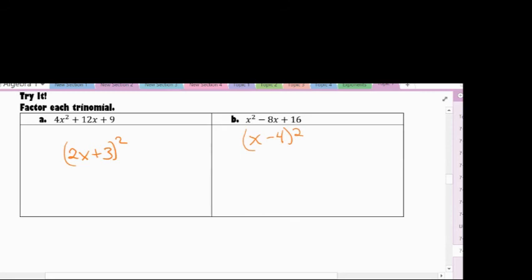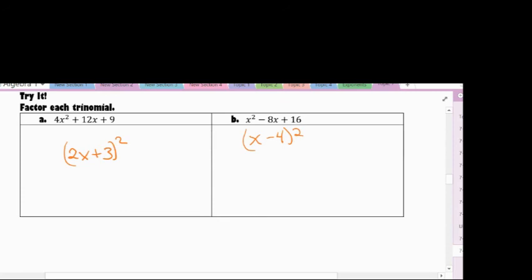Thank you for pausing your video to check your answers. Notice that I did not show all of the steps here. And the purpose for that is because the reason in learning a shortcut is to save us time. So I can just ask myself what the square root of the first term is, and it is 2x. And what is the square root of the last term? It's 3. And the sign of the middle one, so I have (2x + 3) squared.